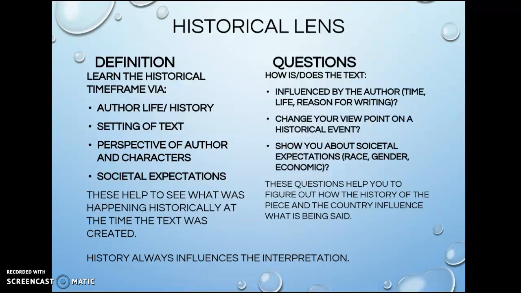These questions help you to figure out how the history of the piece and the country influence what is being said. Okay, so this is just about history. What was going on at the time it was written? If a big war was going on, or if the 9/11 attacks just happened right before something was being written, it probably had some influence on the author as they were writing it.